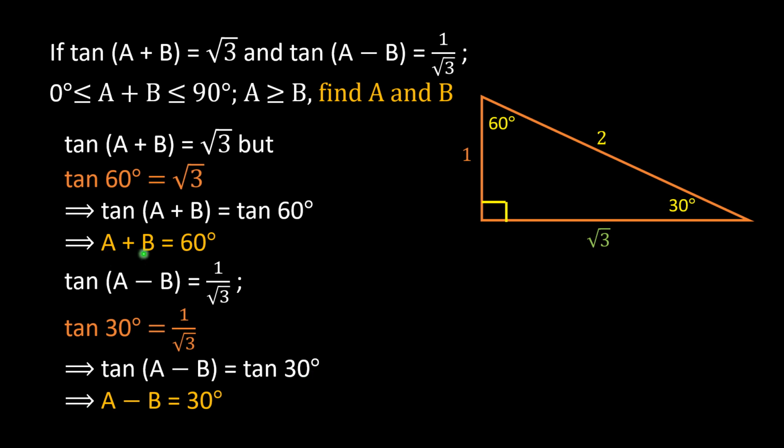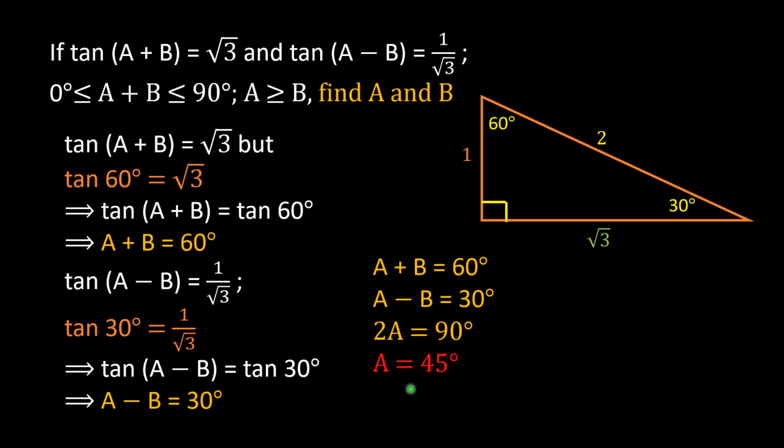Now we will solve these two linear equations in two variables. We will add these two equations. A plus a will be 2a, b minus b will be 0, and 60 plus 30 will be 90. So a will be 45 degrees, and since a is 45 degrees and a plus b is 60, it means that b will be 60 minus 45, that is 15 degrees. So we have a equals 45 degrees and b equals 15 degrees.